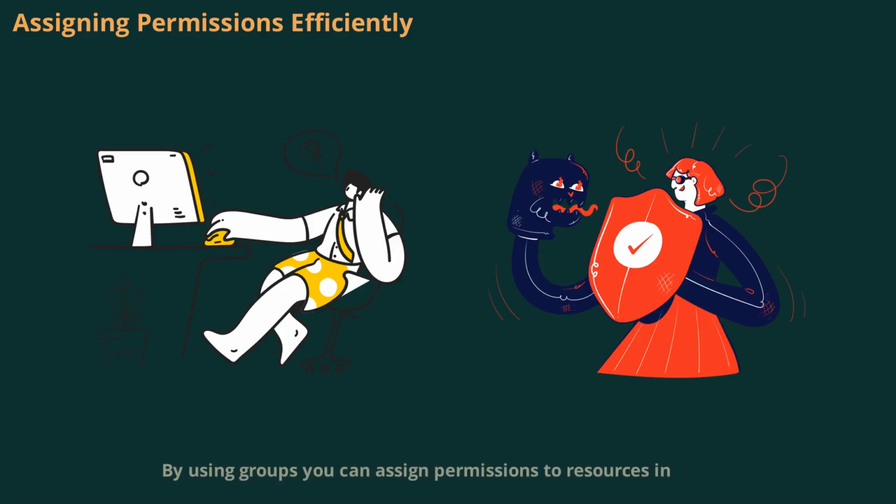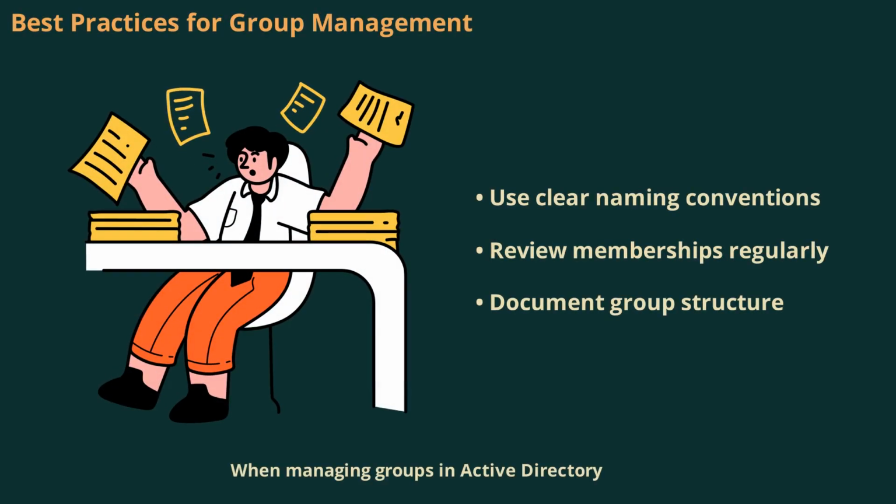By using groups, you can assign permissions to resources in a way that's both efficient and scalable. Instead of managing individual user permissions, you simply add or remove users from groups as needed. This approach reduces administrative overhead and minimizes the risk of errors, ensuring that only the right people have access to sensitive resources. When managing groups in Active Directory, it's important to follow best practices.